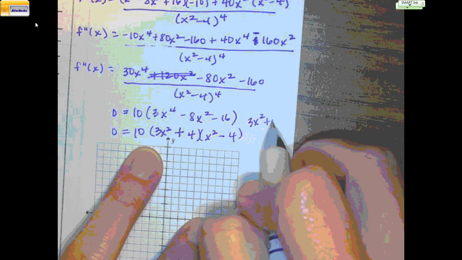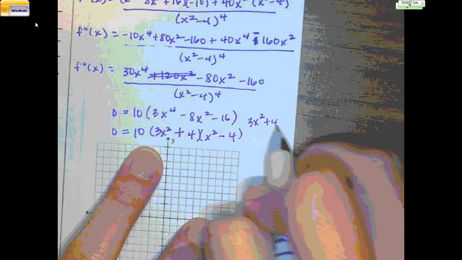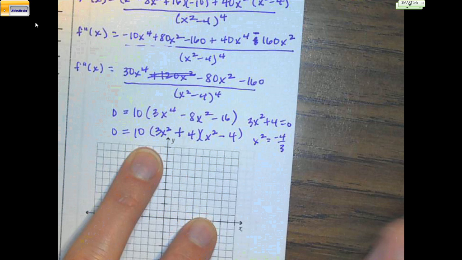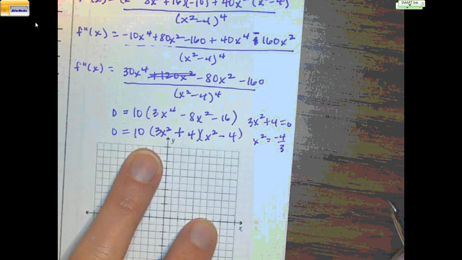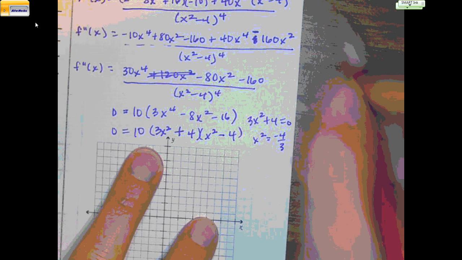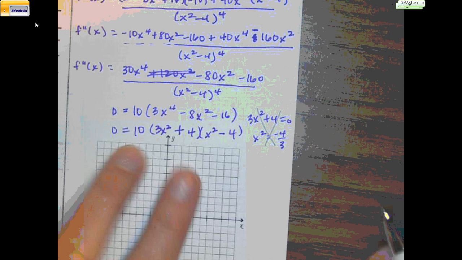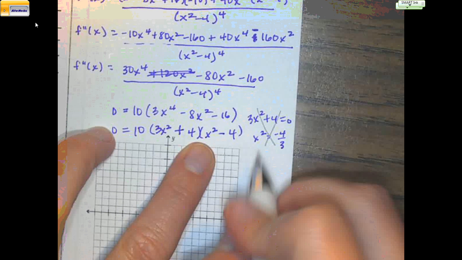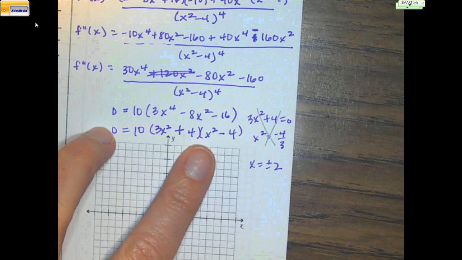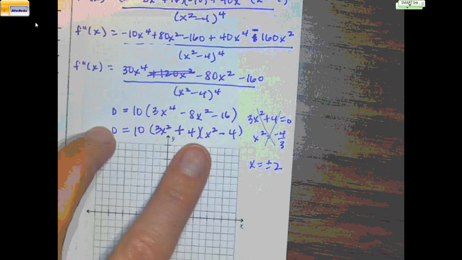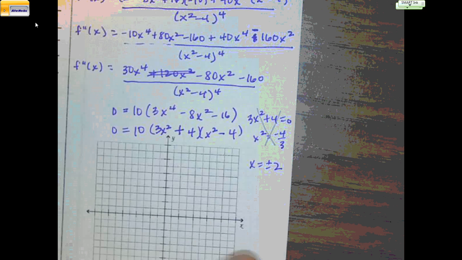If we say 3x squared plus 4 equals 0, I'm going to get x squared equals negative 4/3. What's wrong with that? You're never going to wind up getting a negative if you square something. So for that guy, we don't have any roots. They're imaginary. And for this one over here, x is going to be positive and negative 2. But we already knew that there were issues at positive and negative 2 anyway.